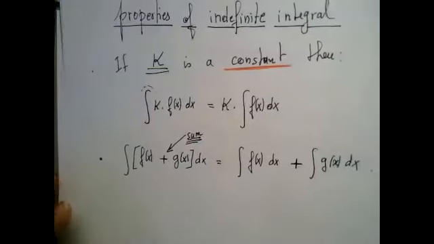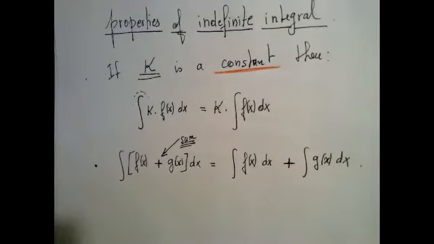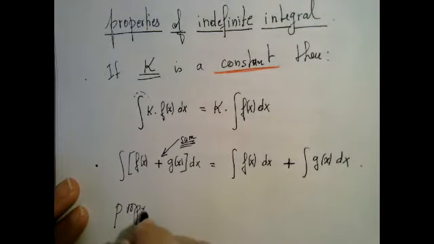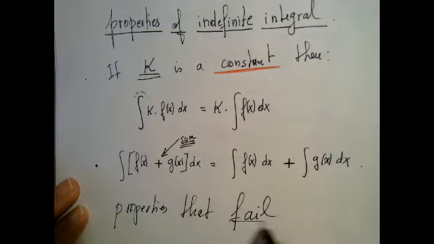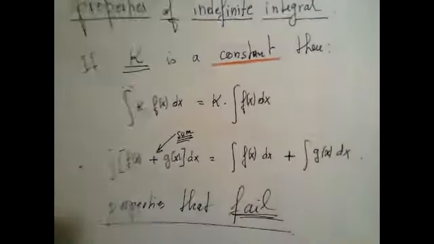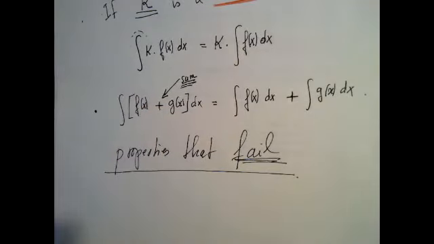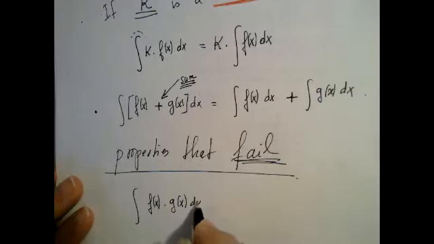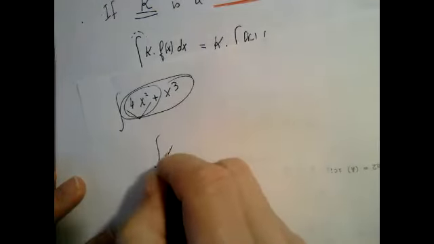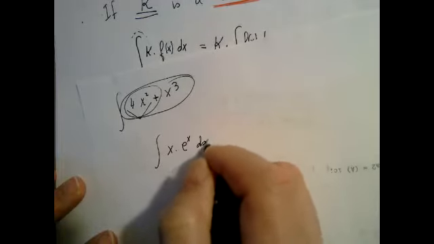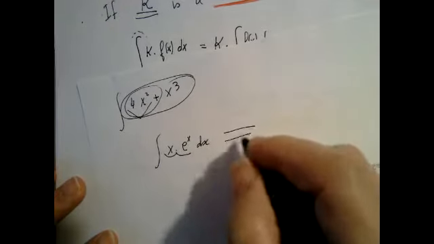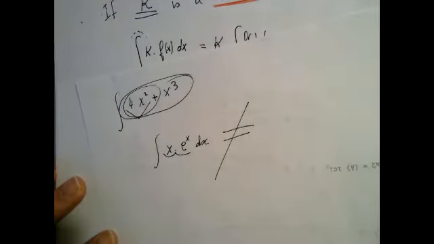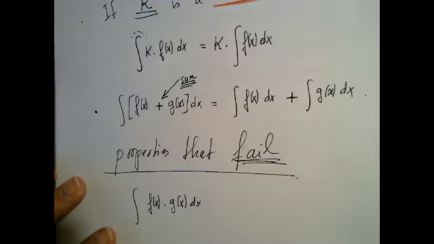Now, what we cannot do, we have to be very, very careful. What properties fail? We can break up the sum, but what we cannot do is break up a product. What do I mean by that? It means if I have the integral of a function multiplied by another function, so if I have the product, let us say x times e to the x, one function multiplied by another, we cannot split it. A product cannot be broken apart.